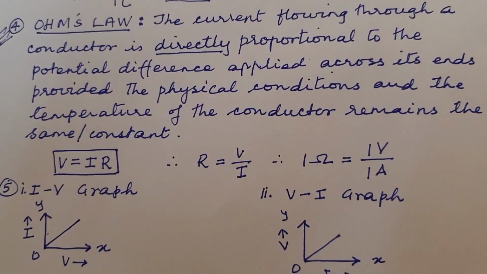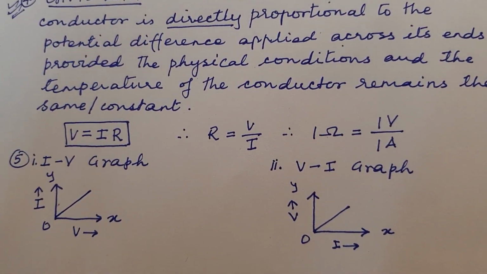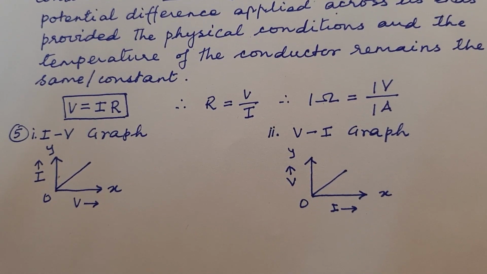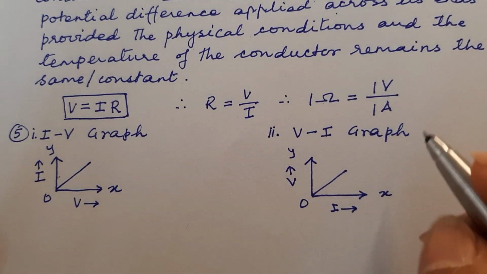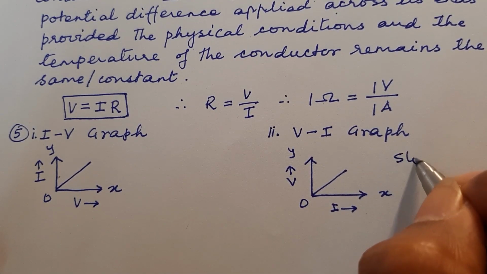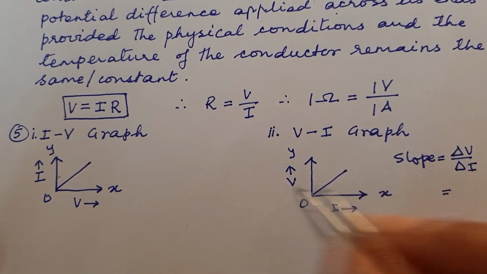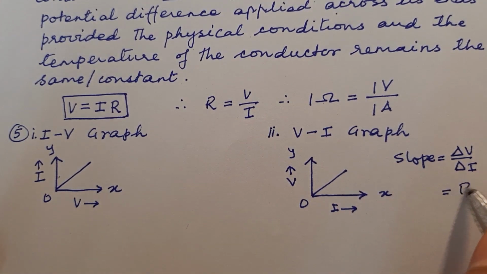Point number 5 is where we look at the graphs. Now graphs is where you can have applications. Now first one is I against V graph, and the second one here is V against I graph. Now I'm going to take V against I graph first, and in this I'm going to say the slope is going to be equal to delta V upon delta I. And so V upon I gives us resistance, so slope represents the resistance.